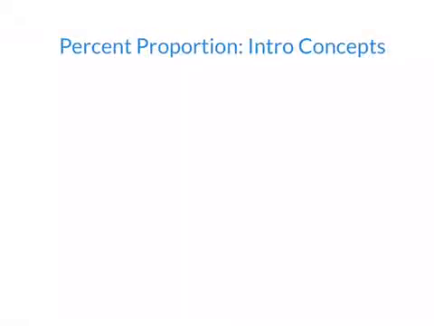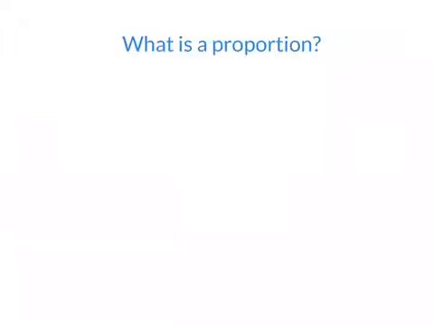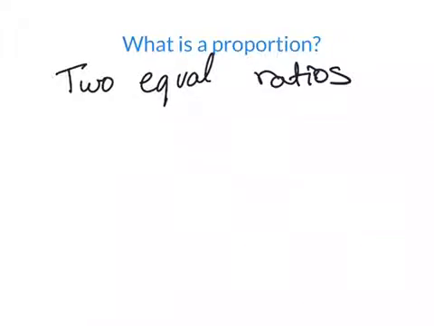Welcome to our lesson on introduction concepts before you start to learn percent proportions. So as we get started, we need to think about what a proportion actually is. A proportion is two equal ratios. For example, we could say 1/2 is equal to 2/4. If you think about it, these would each be like half of a pizza, so we know that they're equal, which is a proportion, two ratios that are equal to one another.